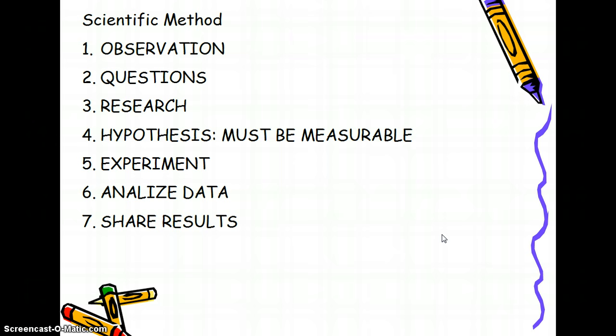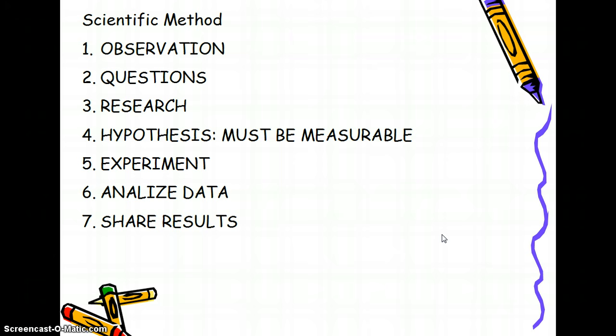Otherwise, you'll just find more information to help you come up with what you think would be the answer to your question. And that's what a hypothesis is. A hypothesis is like an educated guess, a prediction about your question. But it must be testable and it must be measurable, or else it's not a hypothesis. Once you have your hypothesis, you're going to create an experiment. You want to find out if your hypothesis is correct or incorrect.